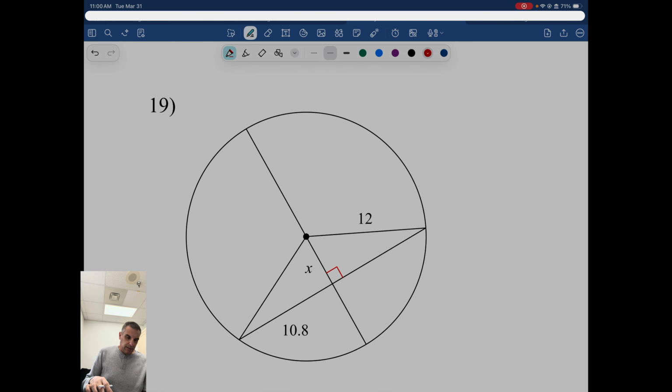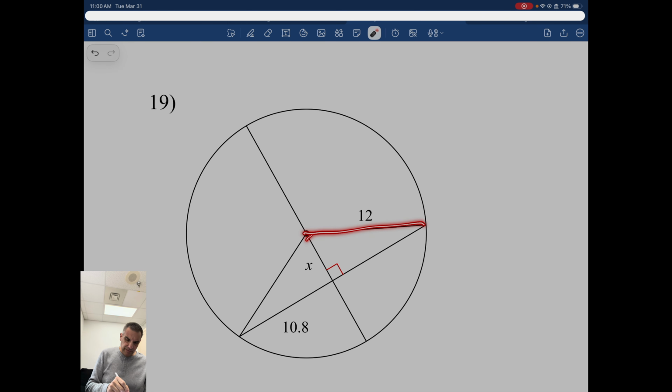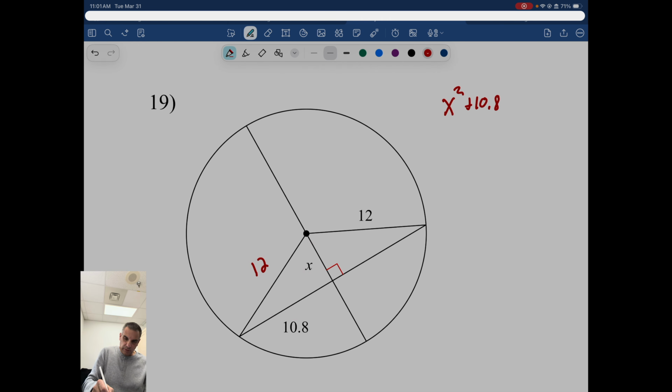Number 19. Just looking at it, see what I got. I've got a radius here is 12. So that has to be 12 because it's another radius. It tells me that this is 10.8. I notice that that's perpendicular, so that makes this a right triangle. So I know this leg is 10.8. That leg is what I have to find. And I know this hypotenuse is 12. So x squared plus 10.8 squared equals 12 squared.